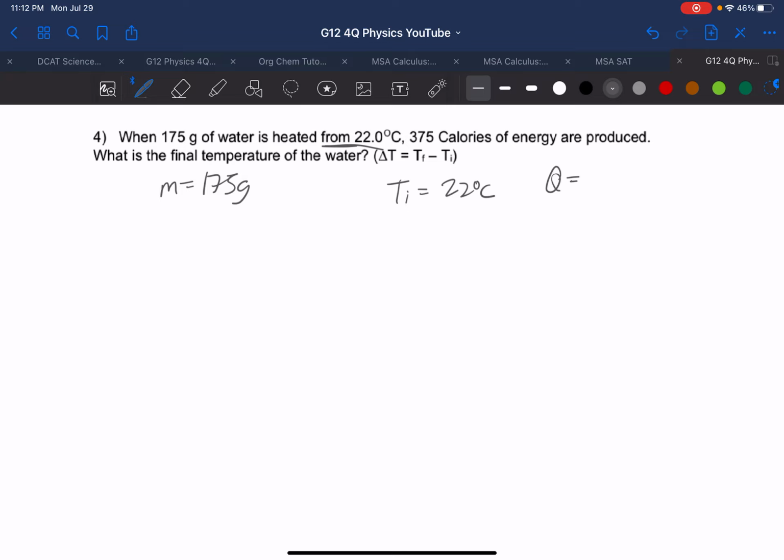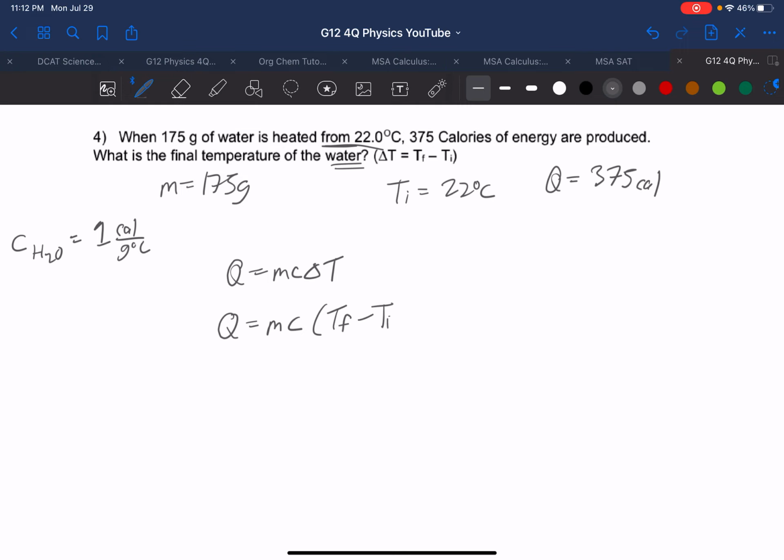375 calories of energy are produced. So we have the capital Q. We need to look for the final temperature of water. We're still talking about water, so the specific heat is still 1. So Q is equal to MCAT. We can rewrite the formula like this. Just for this scenario, it is correct to express delta T, or the change in temperature, as TF minus TI, instead of temperature high minus temperature low.